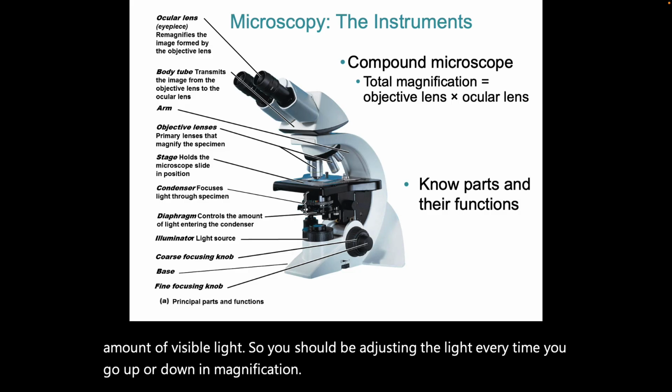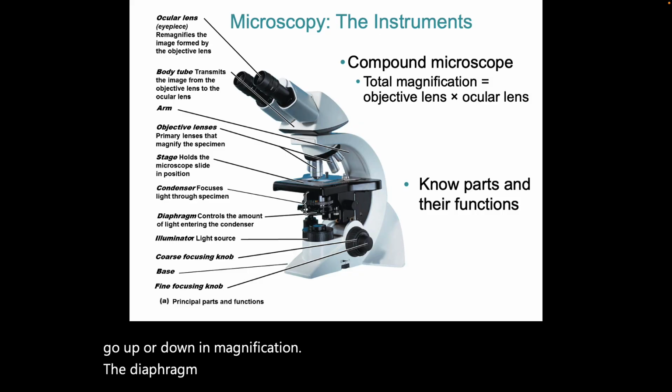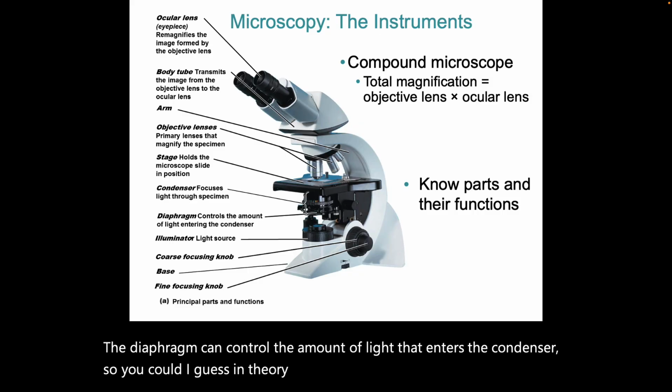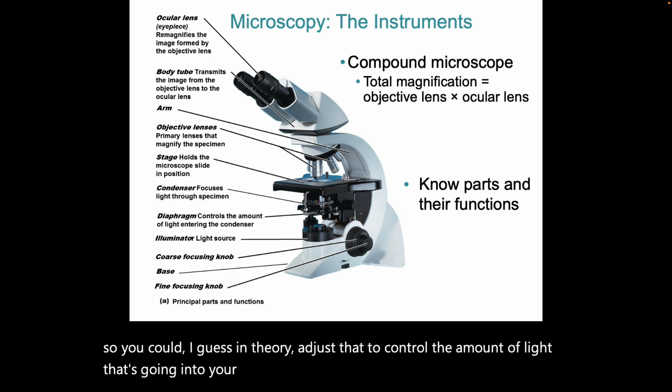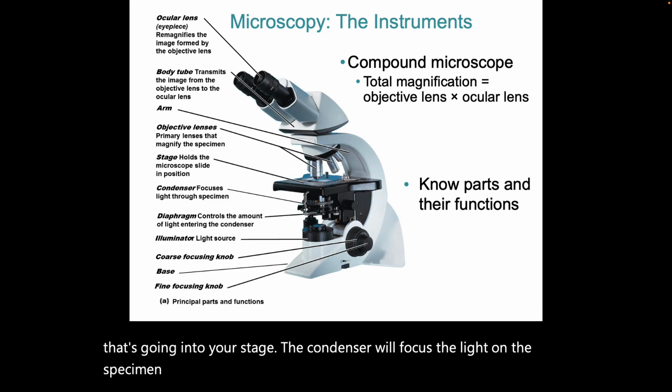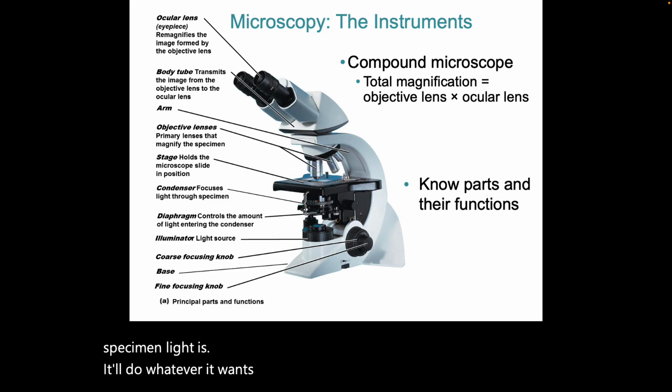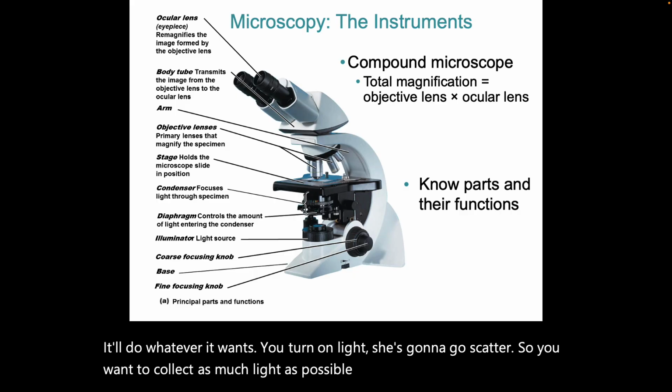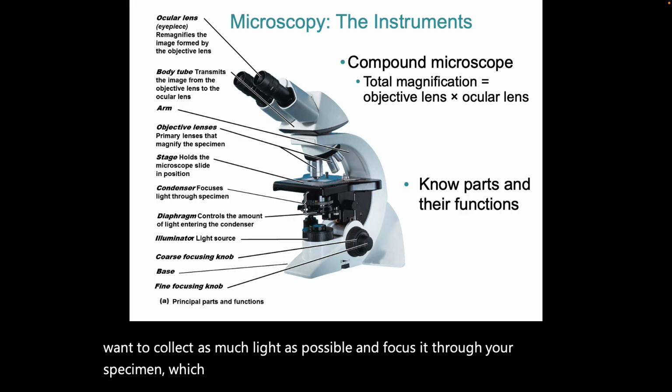The diaphragm can control the amount of light that enters the condenser. So you could, I guess in theory, adjust that to control the amount of light that's going into your stage. The condenser will focus the light on the specimen. Light will do whatever it wants. You turn on light, it's just going to scatter. So you want to collect as much light as possible and focus it through your specimen, which will be your microscope slide. So you'll have your stage.